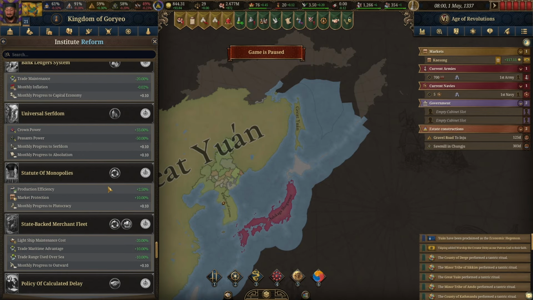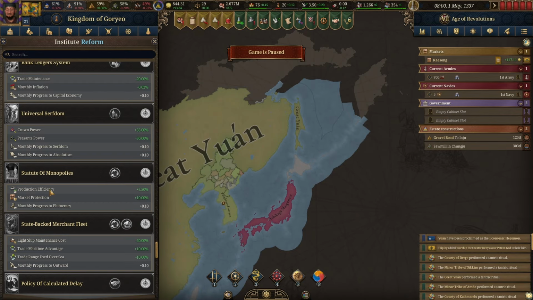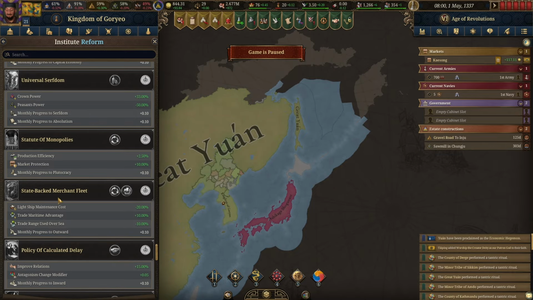For our other 2, they are both available in the Age of Reformation. The first one, Statute of Monopolies, increases product efficiency by 2.5 and trade protection by 10, while pushing you towards plutocracy, which is interesting. And then we have State-Backed Merchant Fleet.